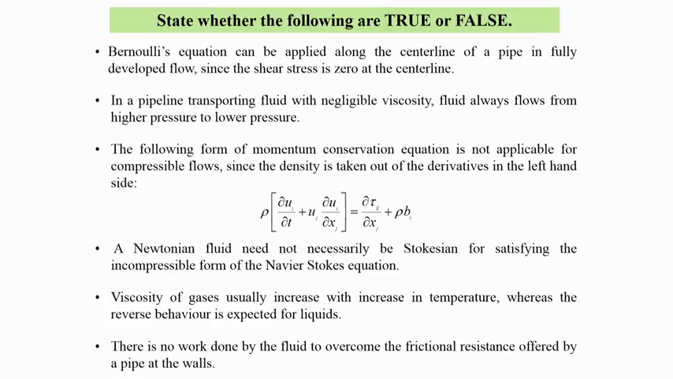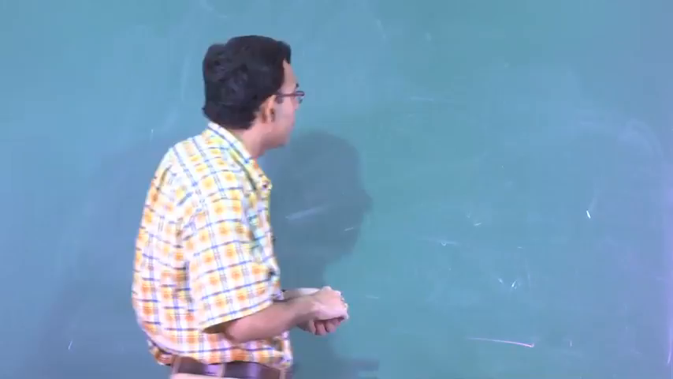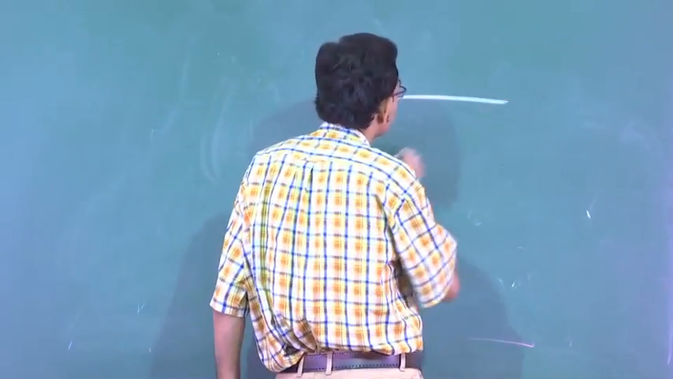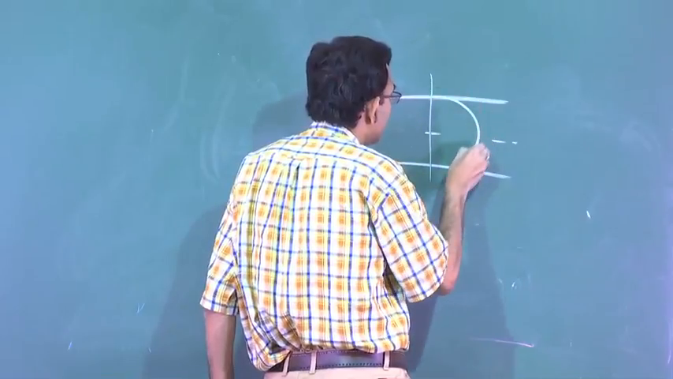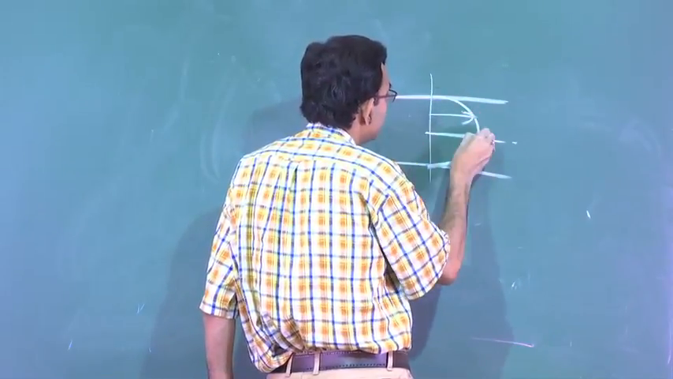Bernoulli's equation can be applied along the center line of a pipe in fully developed flow, since the shear stress is 0 at the center line. So, fully developed flow will have a velocity profile in a pipe something like this.